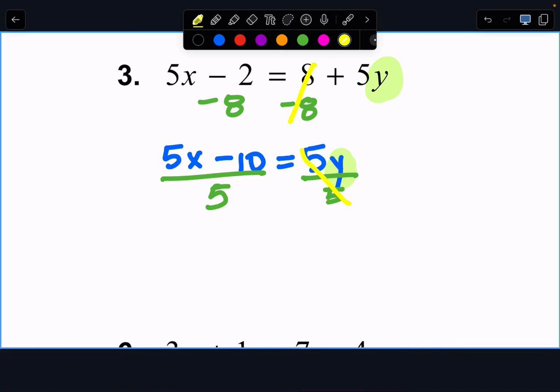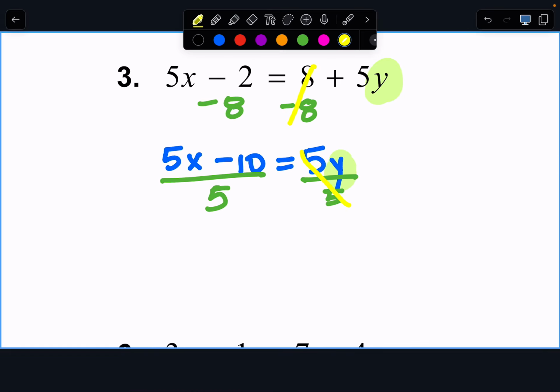Now, there may be times where we can't actually do the division, but do you see how 5x minus 10, both of those can be divided by 5? Yeah. What is 5x divided by 5? 1x. 1x minus 10 divided by 5.